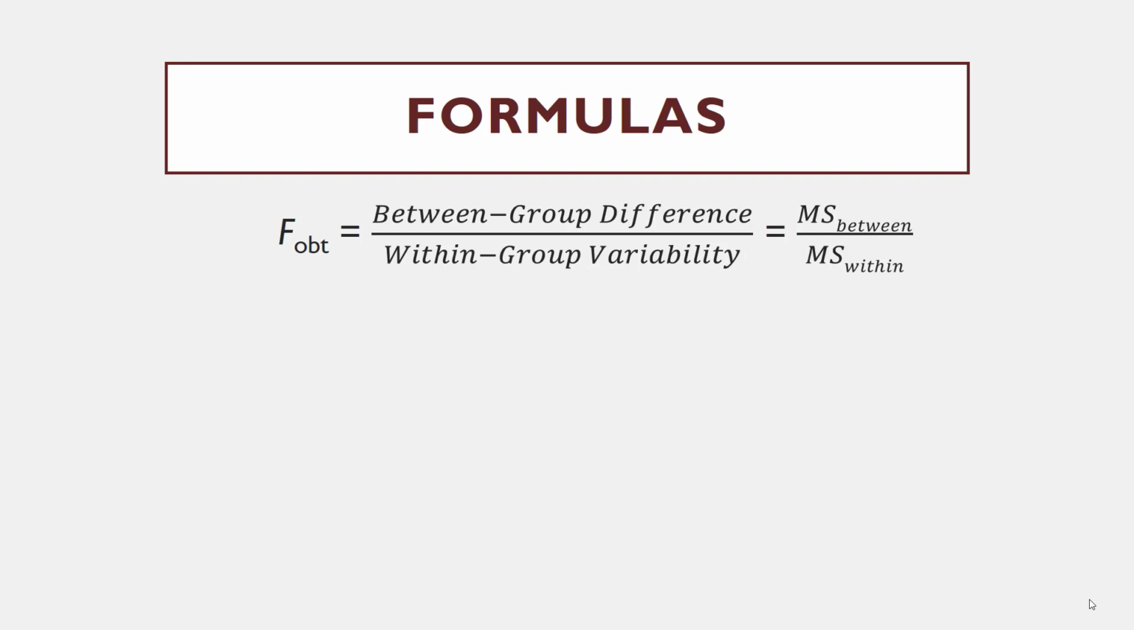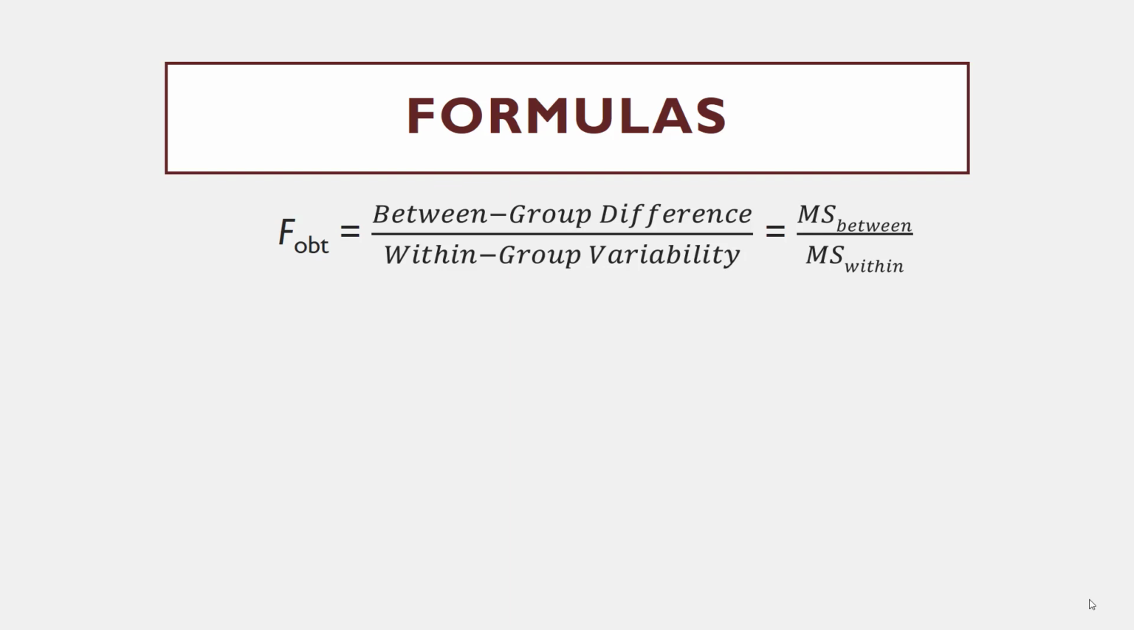For F obtained though, the ratio is still similar to what we've seen before, where it's the between group difference. So before we had X bar minus mu, for instance, if we were doing a one sample t-test. It was the difference though between our sample and the population. So still your numerator is going to be the difference between your two groups, or between your three groups or four groups or however many. And the way that we get that difference is the mean squares between, and we'll talk about how to calculate that in a little bit.